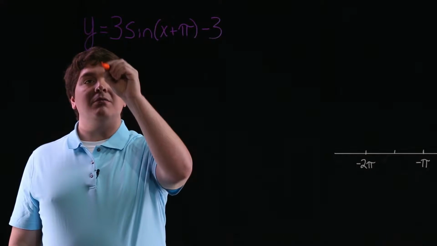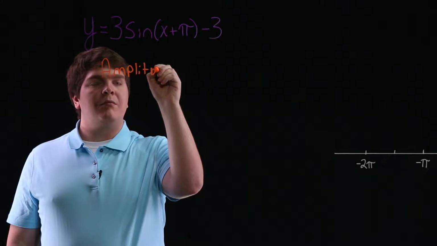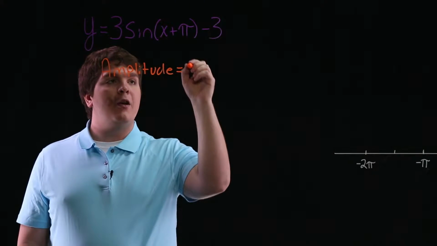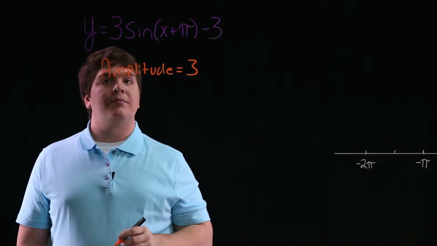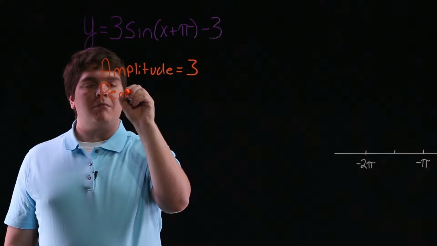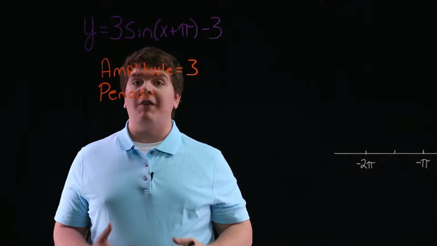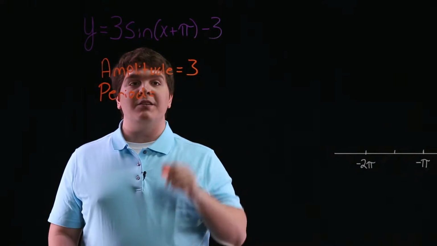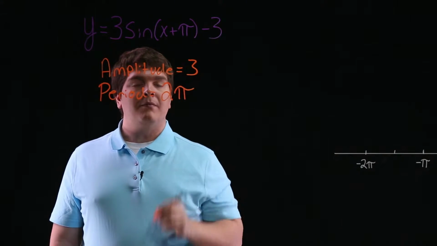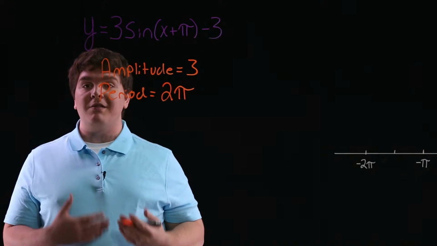Here, the amplitude is equal to the absolute value of 3, which is 3. The period is equal to 2 pi divided by b, but our b in this case is 1, so our period is 2 pi. And we have a vertical shift of 3 units down.